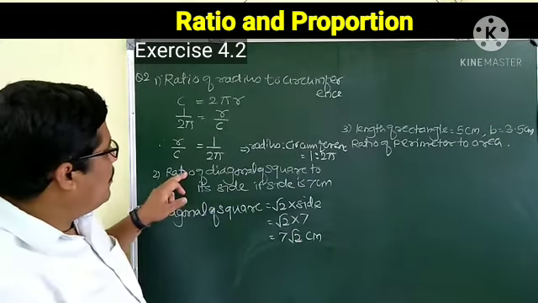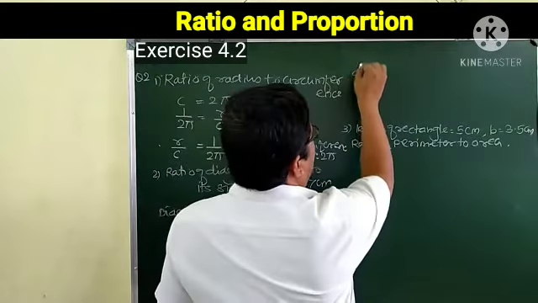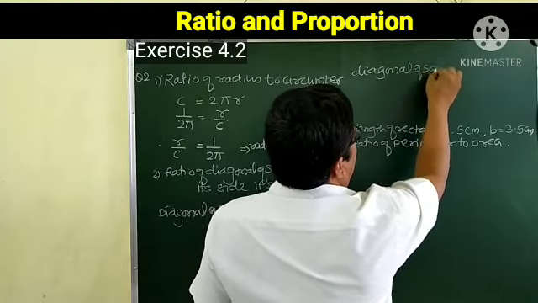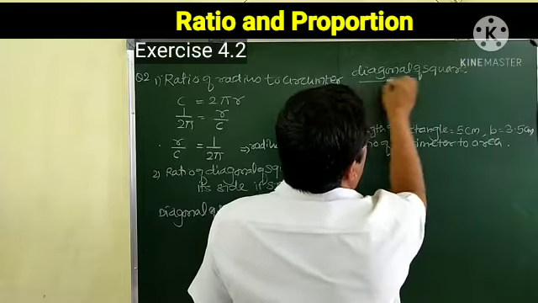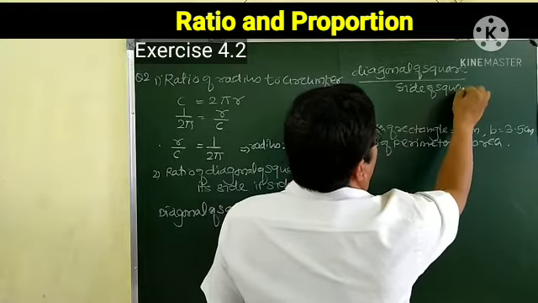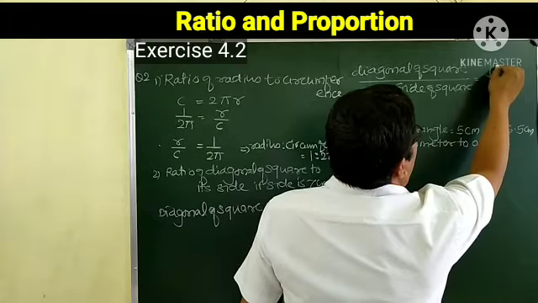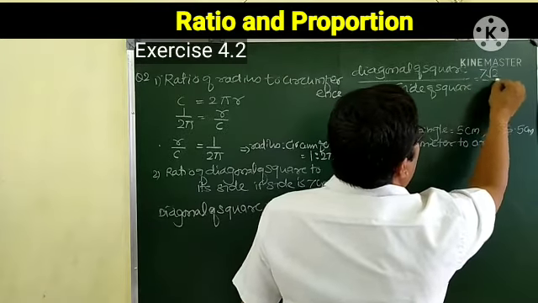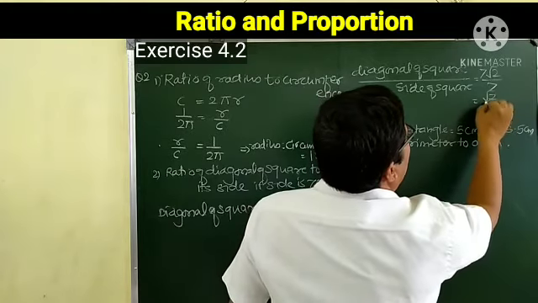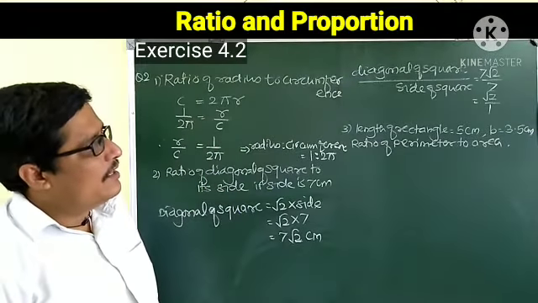Now the ratio we have to write, diagonal is to side. So diagonal of square is to side of square is equal to 7 root 2 is to 7. 7 will get cancelled. So square root of 2 is to 1. In this way we can write the ratio.